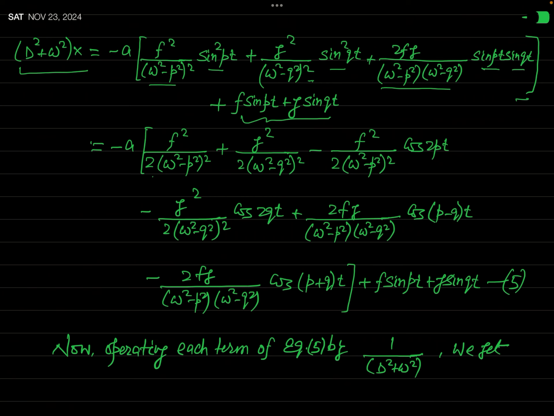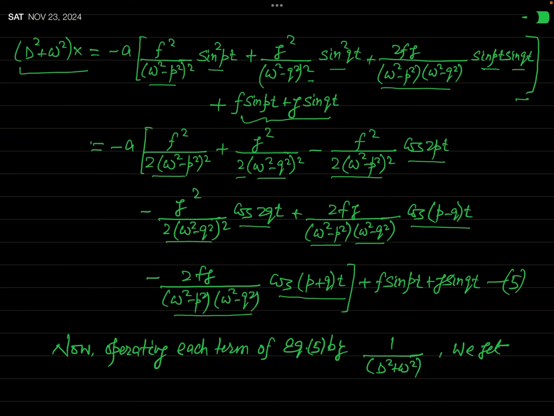This can be written as f square over 2 times (omega square minus p square) whole square, plus g square over 2 times (omega square minus q square) whole square, minus f square over 2 times (omega square minus p square) whole square cos 2pt, minus g square over 2 times (omega square minus q square) whole square cos 2qt, plus 2fg over (omega square minus p square) into (omega square minus q square) times cos (p minus q)t, and minus 2fg over (omega square minus p square) times (omega square minus q square) cosine of (p plus q)t.